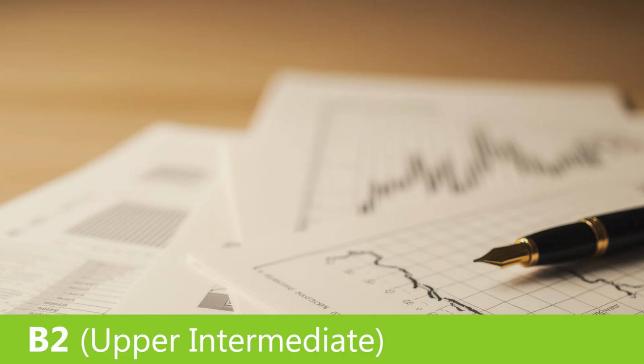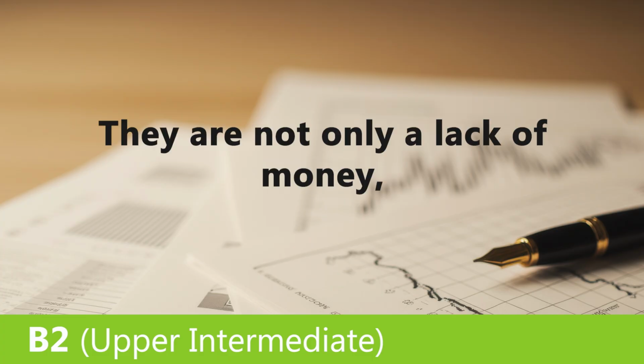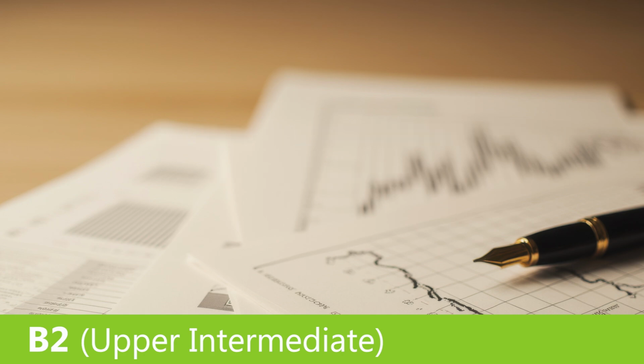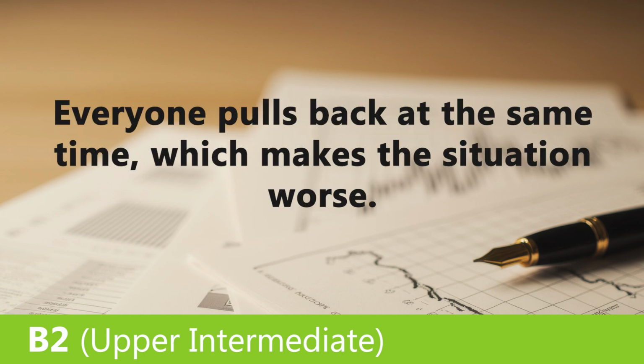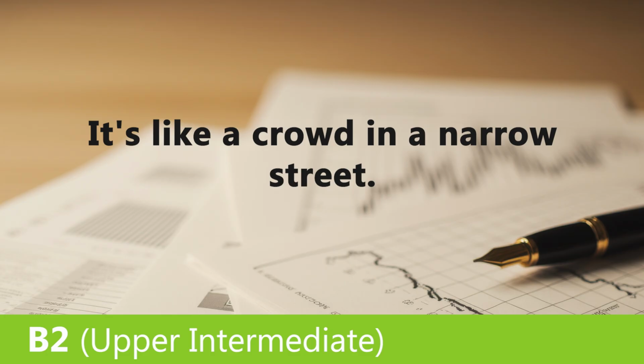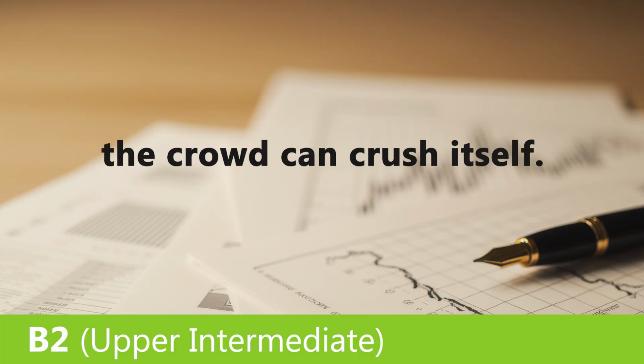This is why recessions can be so difficult. They are not only a lack of money, they are a breakdown of coordination. Everyone pulls back at the same time, which makes the situation worse. It's like a crowd in a narrow street. If everyone tries to move backward at the same moment, the crowd can crush itself.